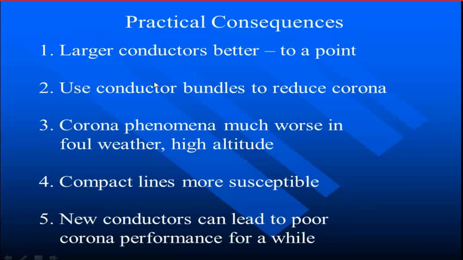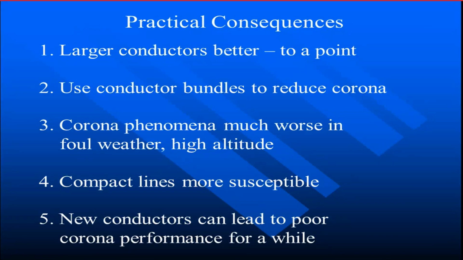So what are the practical consequences? These are the methods or measures used to reduce the corona. The first is that a larger conductor is better, to a point, up to a certain limit of voltage. Use conductor bundles to reduce the corona. This was already studied: if a bundle conductor is used, corona will reduce.